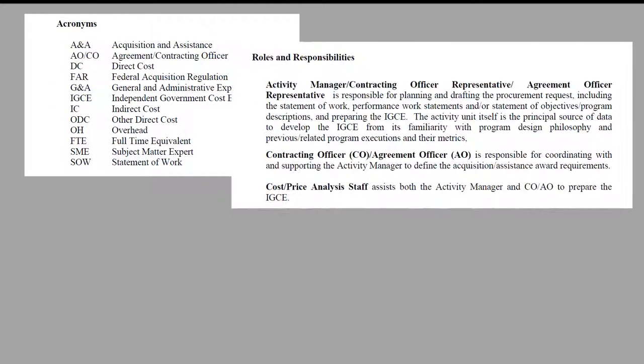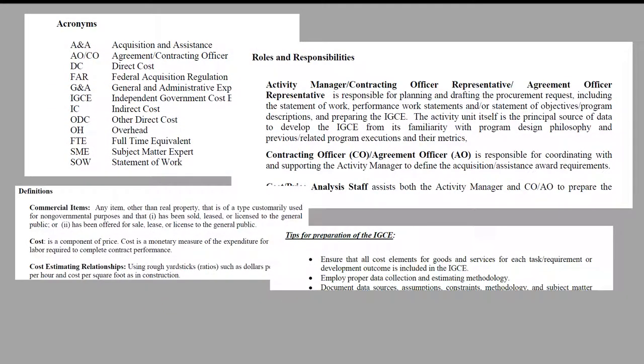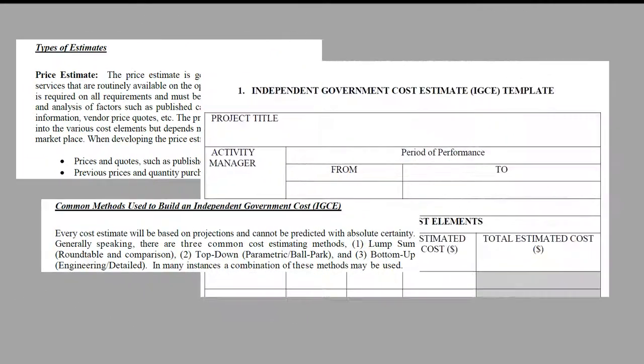It provides acronyms, general information on roles and responsibilities, definitions, guidance and tips for preparing an IGCE, types of estimates, methodologies for developing an estimate, and a template that should be used for creating an estimate.